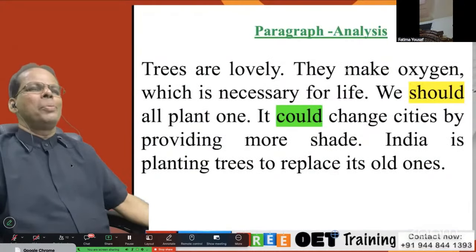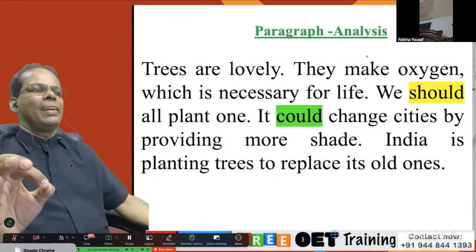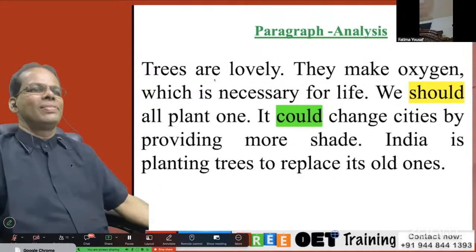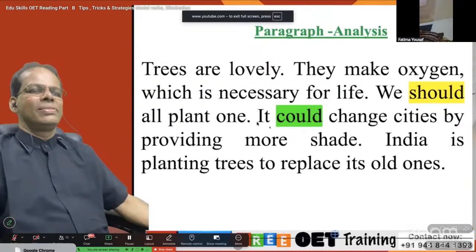Now we'll do a simple paragraph analysis. Okay. Trees are lovely. They make oxygen, which is necessary for life. We should all plant one. It could change cities by providing.